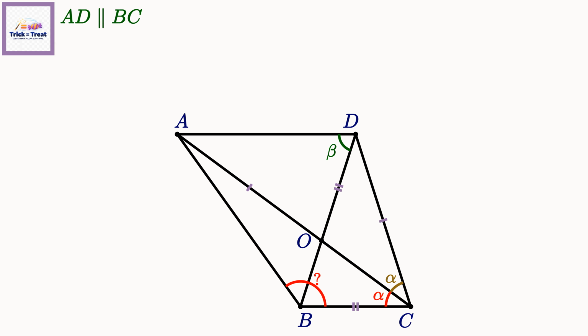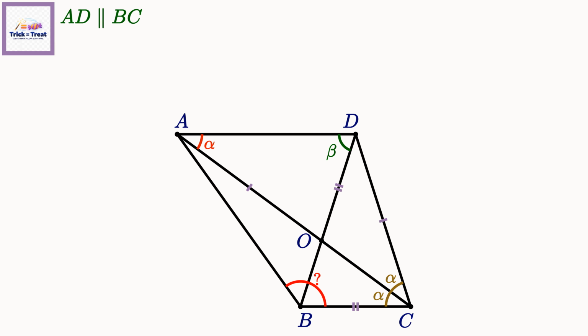Step 1. The ninja slice. We start with diagonal CA bisecting angle BCD. That immediately gives us two perfectly equal angles to work with, angle OCD and angle OCB. They are equal to alpha.